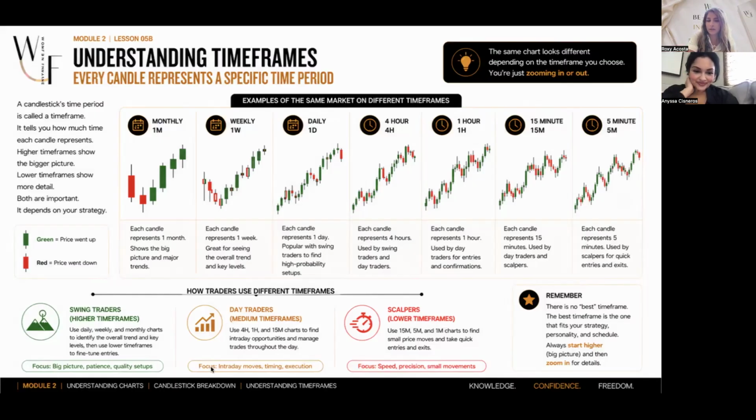Day traders focus on intraday moves, timing, and execution. That's going to be very crucial when trading options. And then scalpers, we focus on speed, precision, and small movements. So remember, there's no best time frame. The best time frame is the one that fits your strategy, personality, and schedule. So this is going to be very key, and this is what definitely we're going to work on a lot.